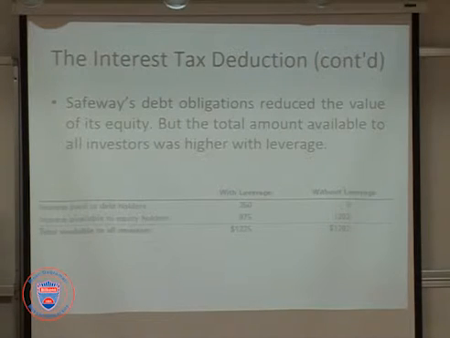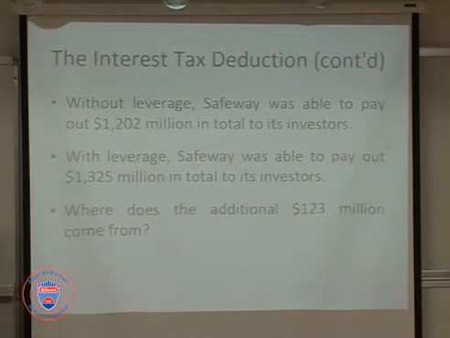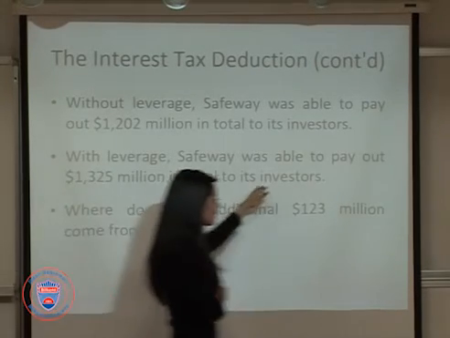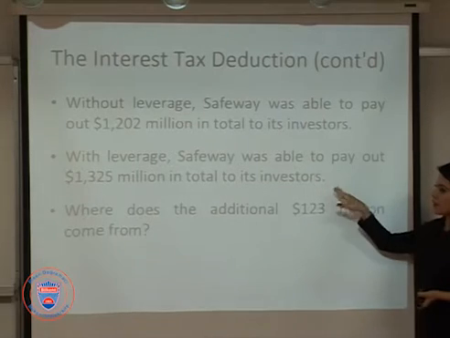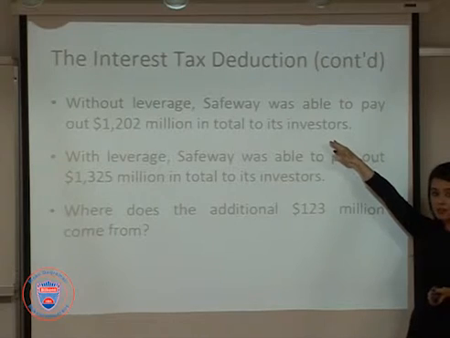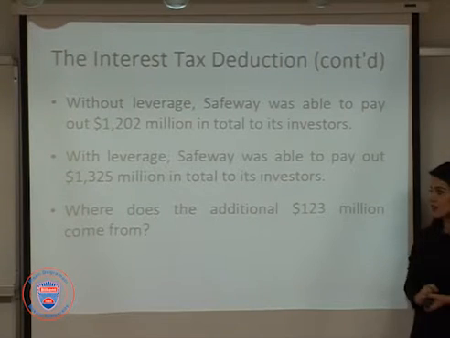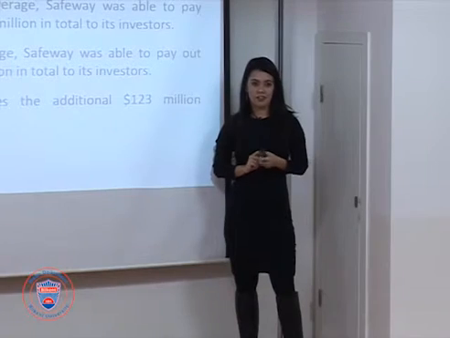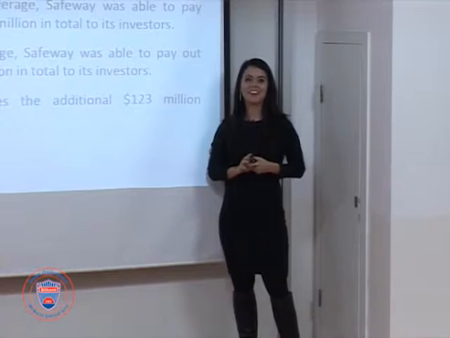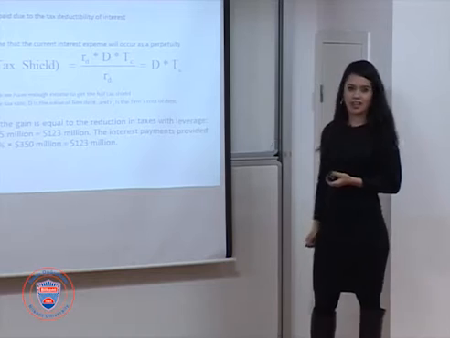Another thing I will point out is the difference between the net incomes. Okay, so basically with leverage, this company paid $1,325 million to investors. Without leverage, it paid $1,202 million. Look at the difference. There's a difference of $123 million. Where does this come from? Tax. Yes, we're talking about tax. It has to come from tax. And let's see how we calculate it.